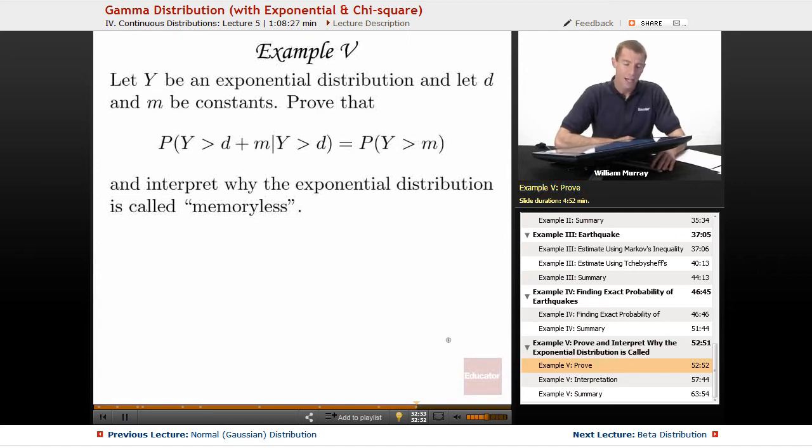So in example 5, we have an exponential distribution. It doesn't tell us what the mean is this time. I guess we'll just have to call it beta. And d and m are some constants, so very little concrete in this problem. We have to prove this strange expression.